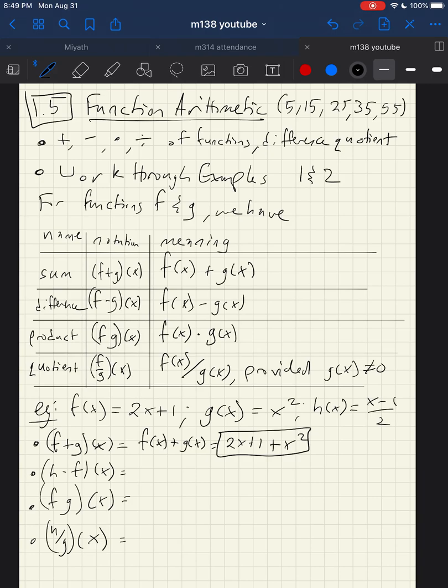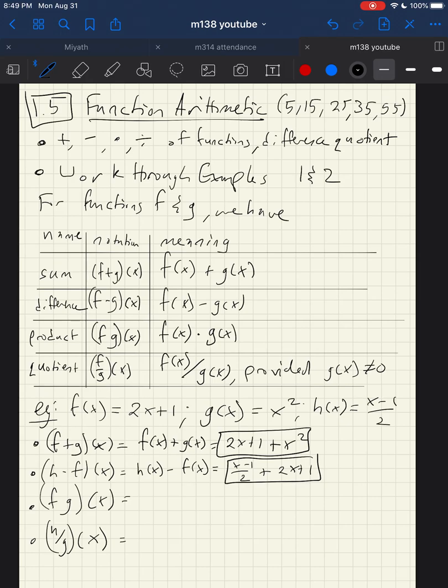Let's do h minus f of x, which is, of course, h of x minus f of x. Okay, so this is just x minus 1 over 2 plus 2x plus 1. Again, if you wanted to simplify that, you could. That'd be great. If you don't want to, that's also fine.